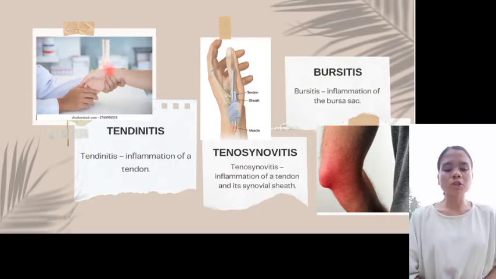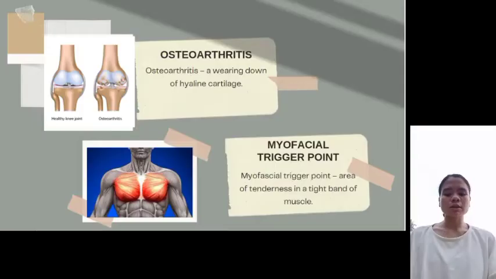Bursitis. Inflammation of the bursa sac. It is located near the tendons at the large joints: the shoulder, elbow, hip, and knee. Examples of bursitis causes are throwing a baseball, lifting something overhead repeatedly, or leaning on your elbow for a long period of time.